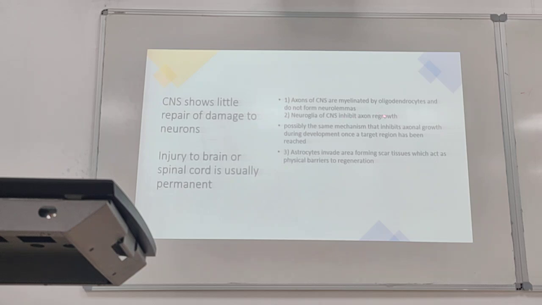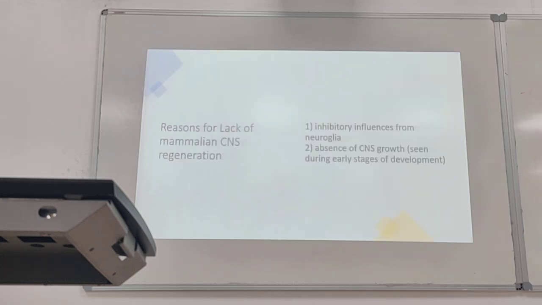Neuroglia of the CNS inhibit axon regrowth. Possibly the same mechanism that inhibits axonal growth during development once a target region has been reached. Astrocytes invade the area, eat the tissue and make a scar tissue. Like we get the injury here and this becomes scar. So this is a dead region of the central nervous system.